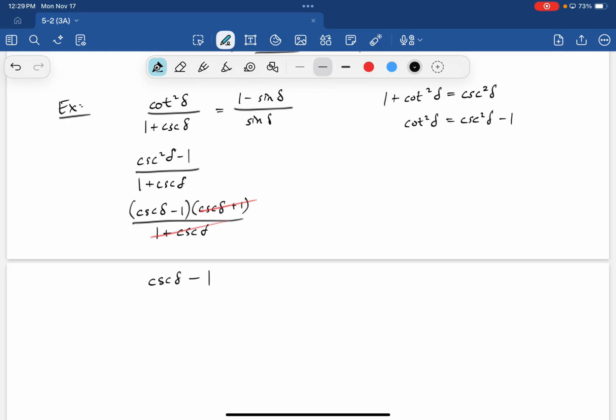Okay? Equals 1 minus sine delta over sine delta, the right-hand side. Got it? So we used an identity and then a clever factoring to cancel with the denominator. But then the right-hand side, actually, you can just split this into two fractions, right? This is just 1 over sine delta minus sine delta over sine delta, which is none other than cosecant delta minus 1.